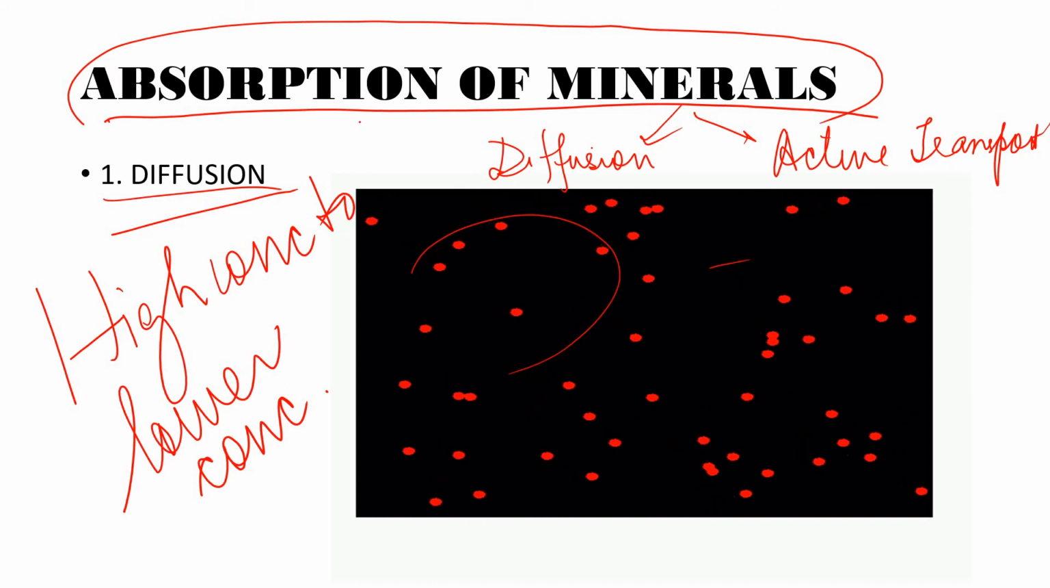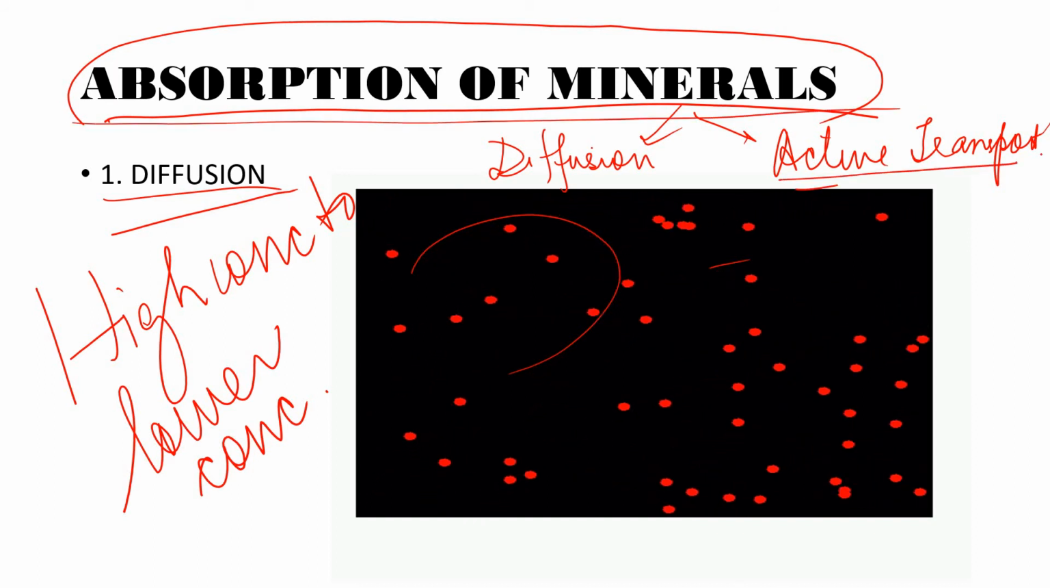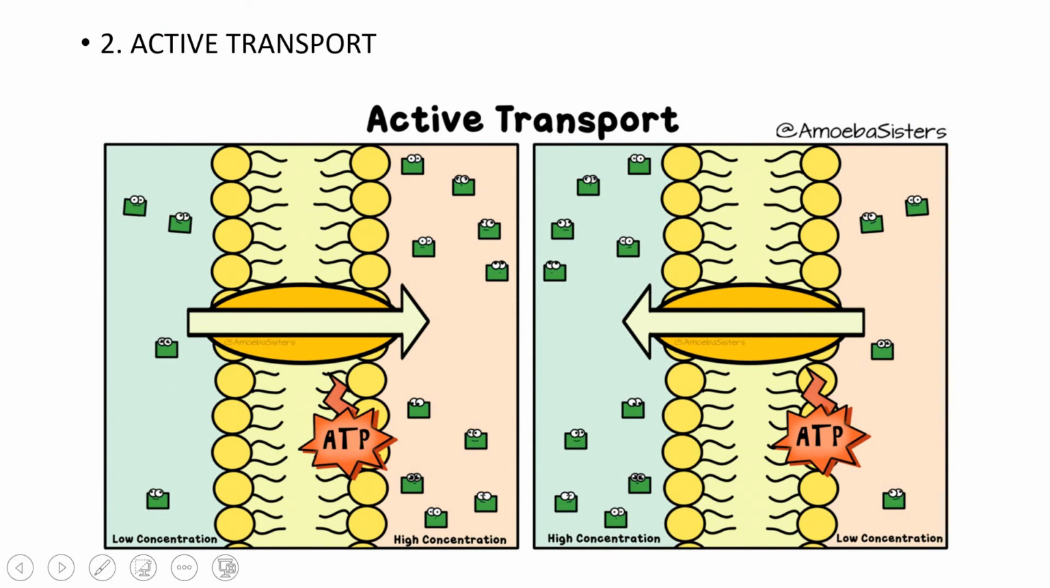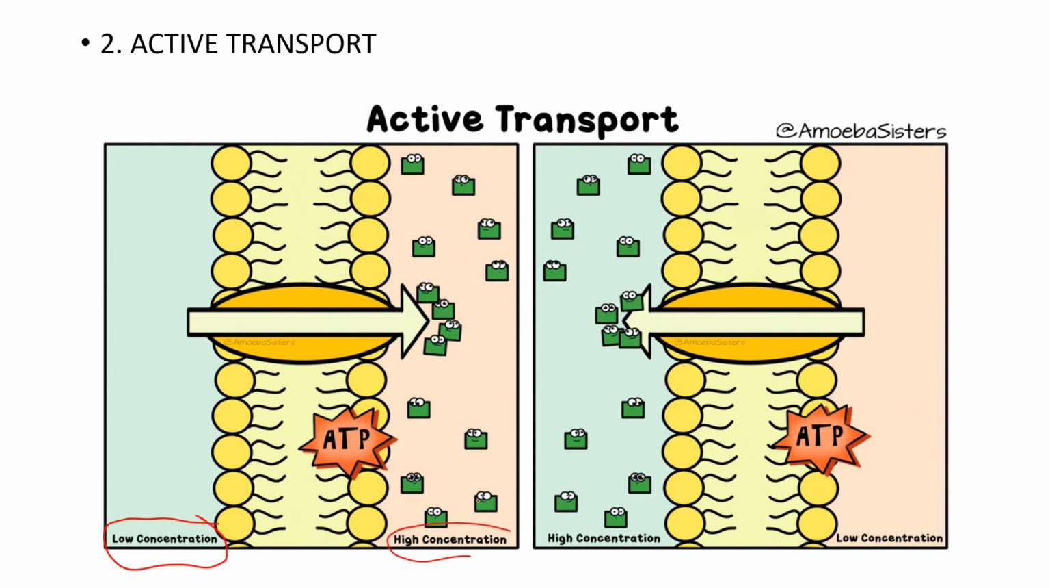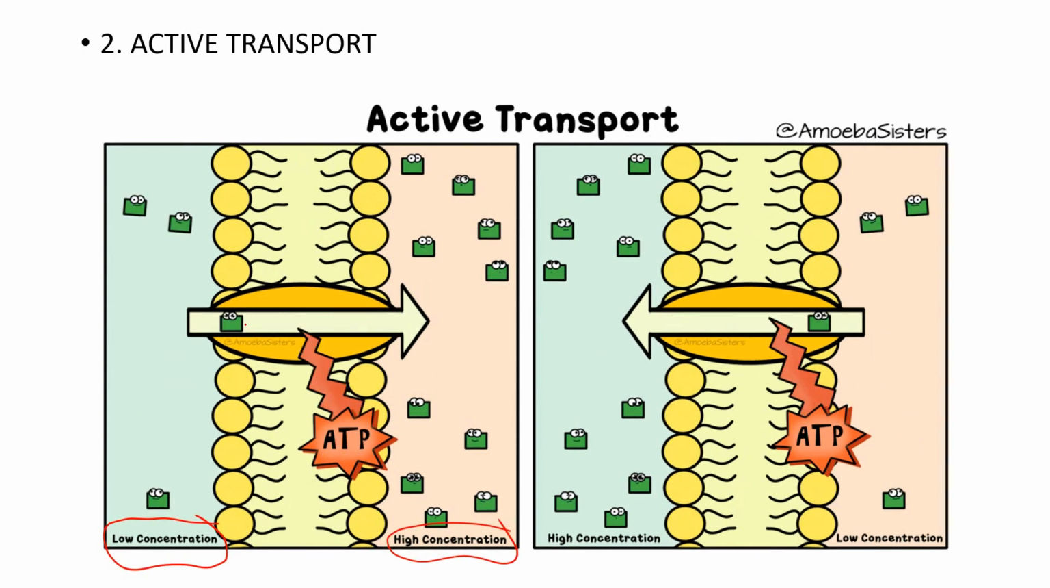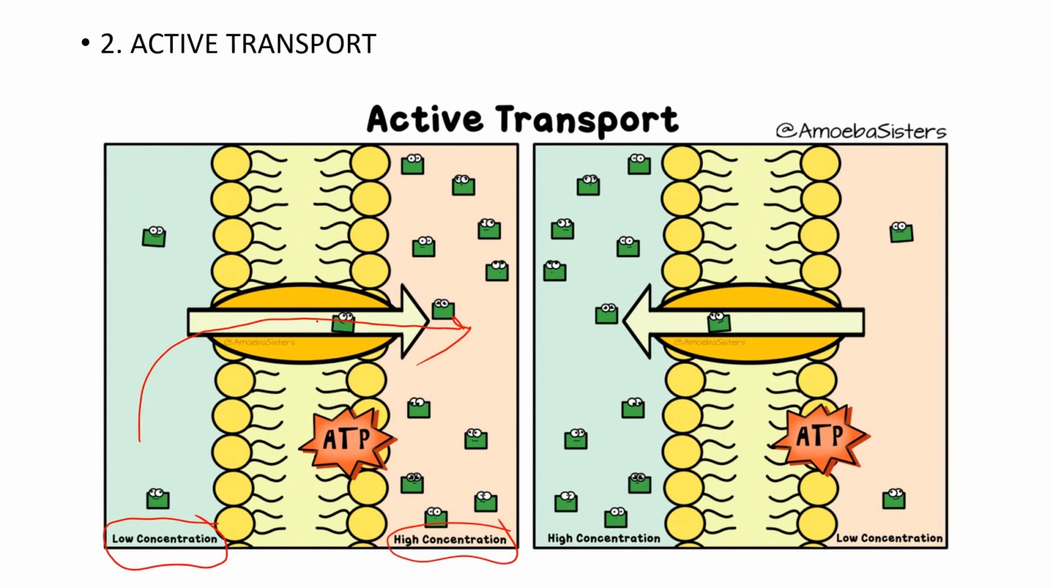The next process by which absorption of minerals can take place is the active process. What is it? Just see. Here the thing is completely opposite. This is lower concentration and this is higher concentration. So molecules will move from this lower concentration to higher concentration with the help of ATP. That means energy is required. Now where will this energy come from? This energy is going to come from the mitochondria.